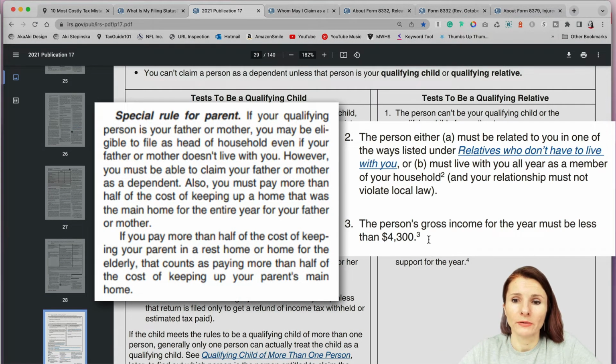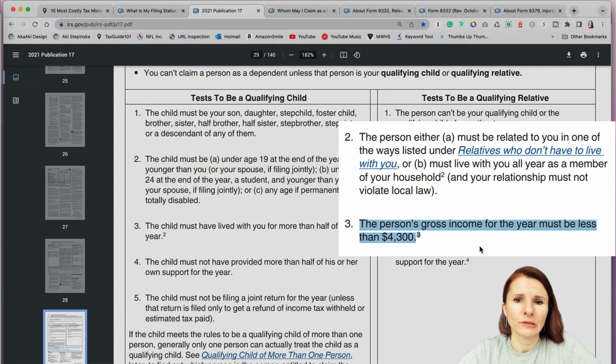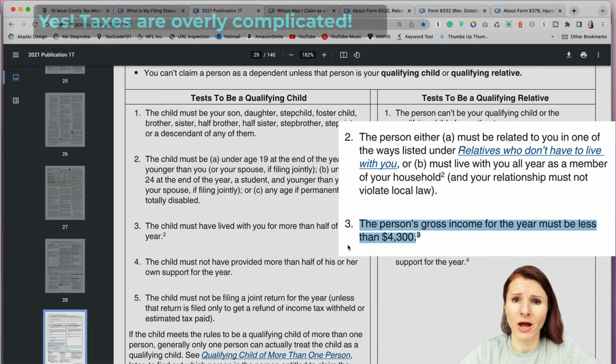If they're your parent, that's one exception. They don't have to live with you, and they don't have any other income, and you're providing most of the support, they're not earning more than $4,300, then in that case, you should be claiming that parent as your dependent.